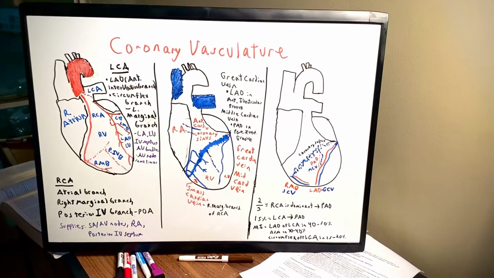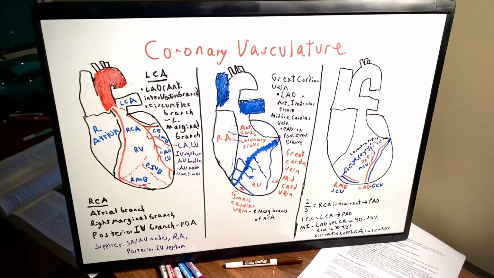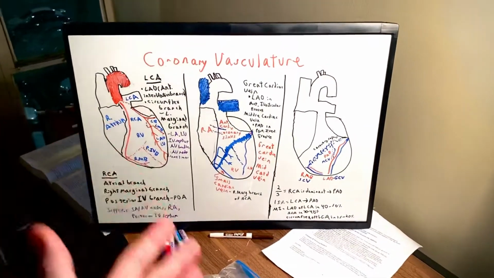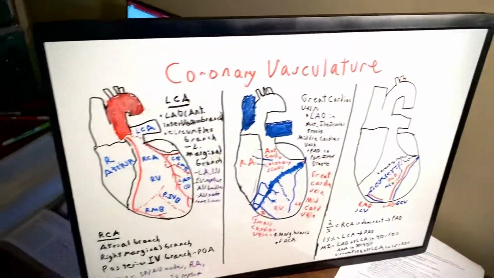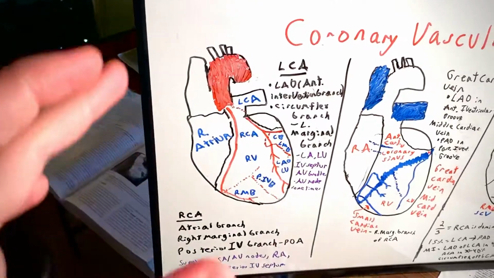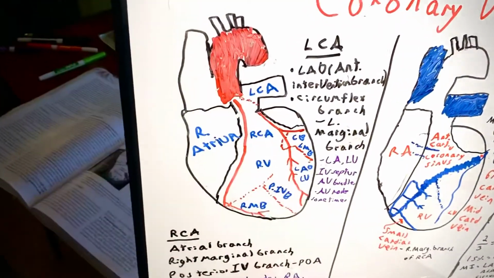What is up, everybody? It is Austin here, and today we are going to discuss the coronary vasculature, and that's going to include our coronary arteries and our cardiac veins. So let's dive right in. The coronary arteries. So we're going to start with that.